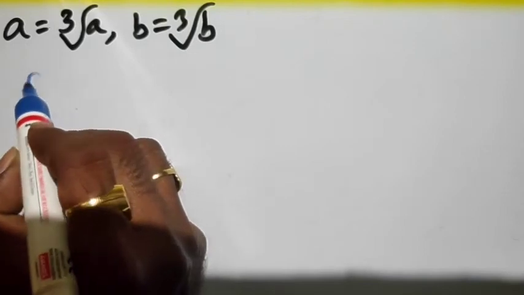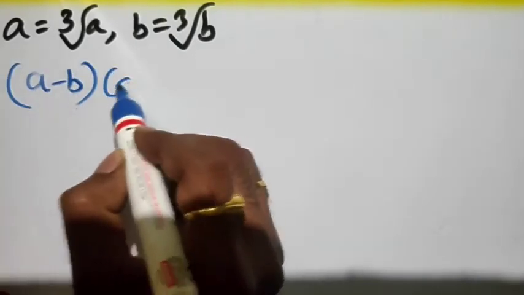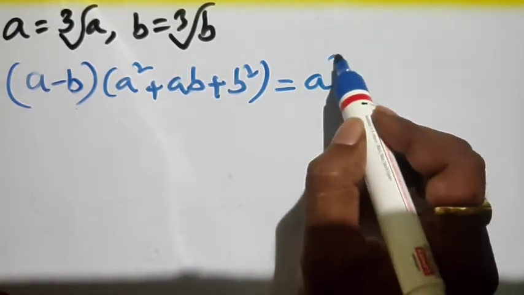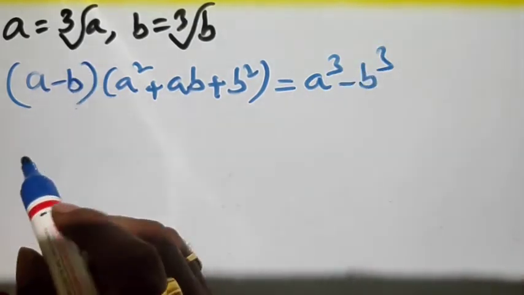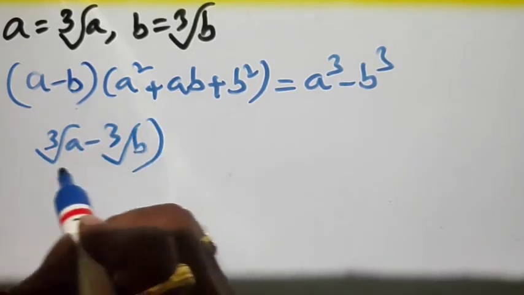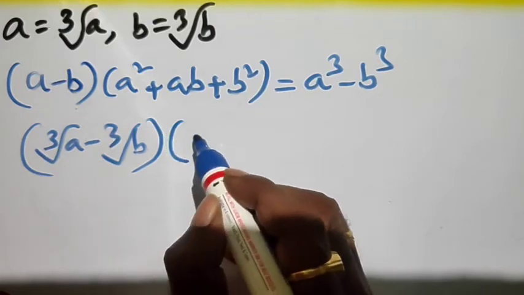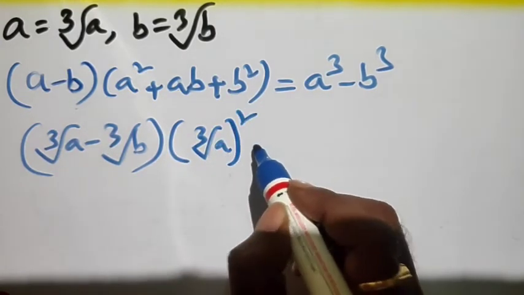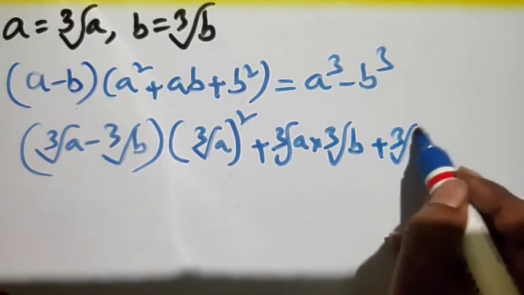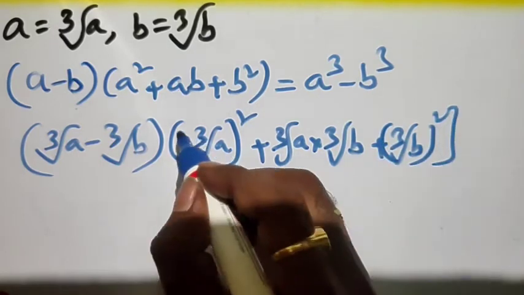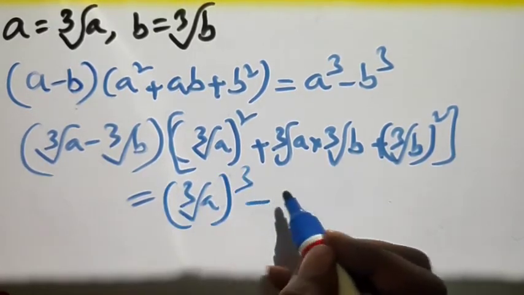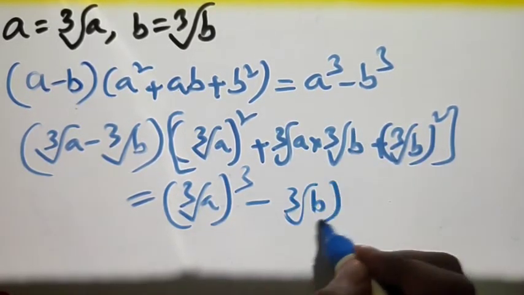a minus b into a square plus ab plus b square is equal to a cube minus b cube is the formula. Now I am replacing a by cube root of a, minus b by cube root of b, into a square, so cube root of a whole square plus ab, cube root of a into cube root of b, plus b square, cube root of b whole square, that is equal to cube root of a whole cube minus cube root of b whole cube.